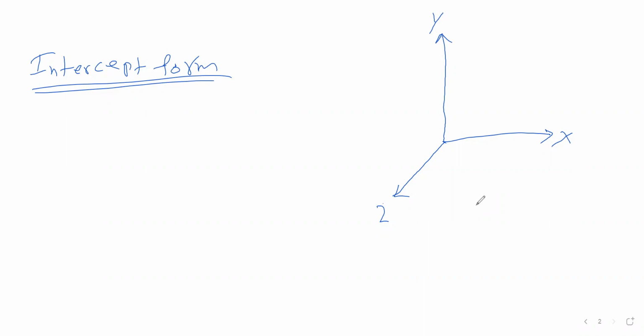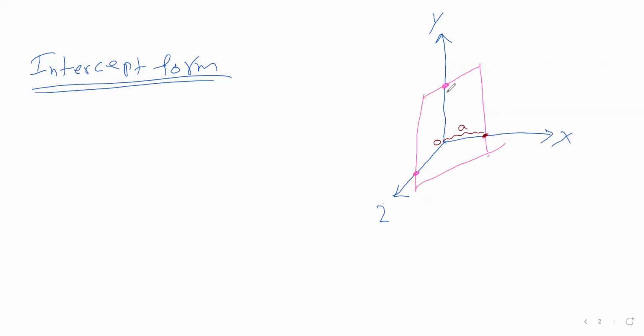Suppose such a plane cuts the 3 coordinate axes. It cuts the x-axis at some point, the y-axis at some point, and the z-axis at some point. The plane cuts the x-axis at some point, which means we have some distance from the origin to this point where the plane cuts the x-axis.